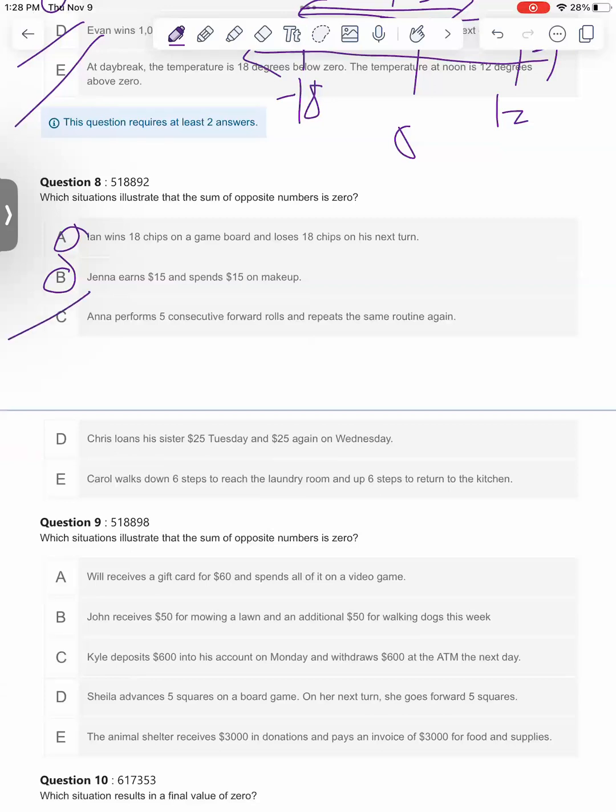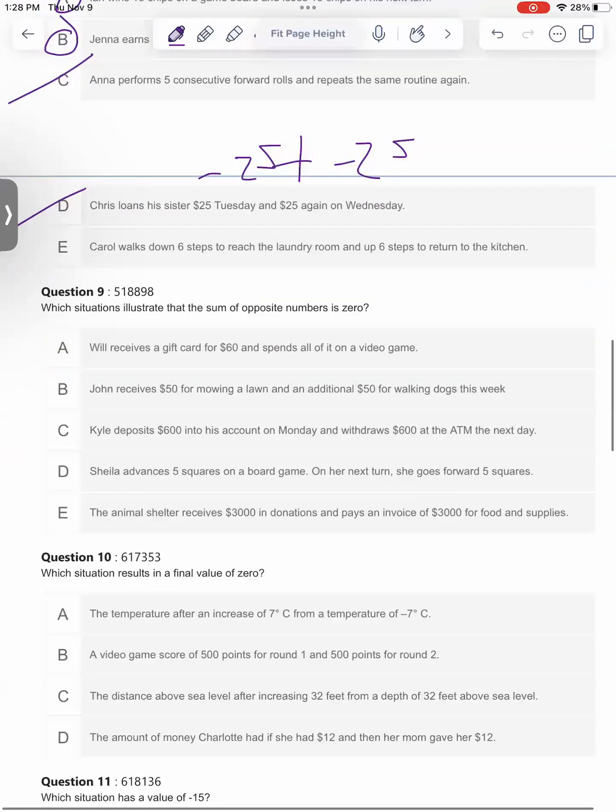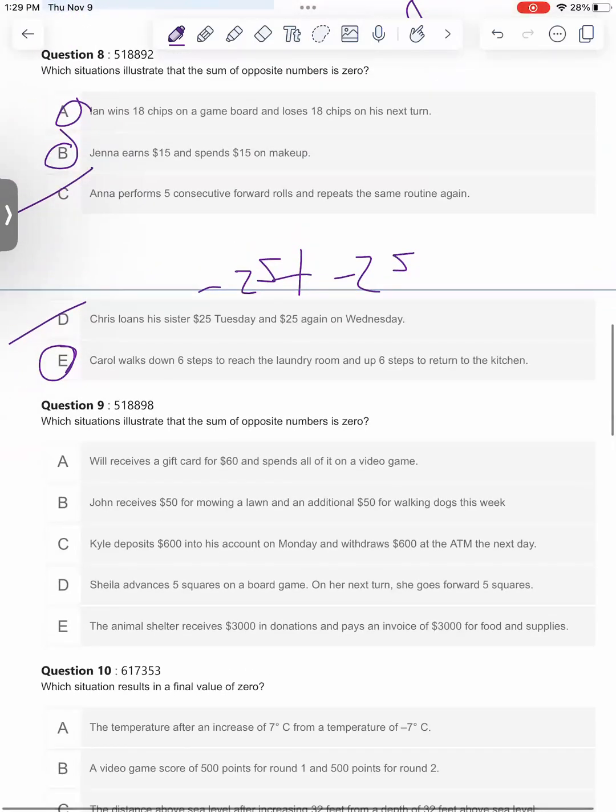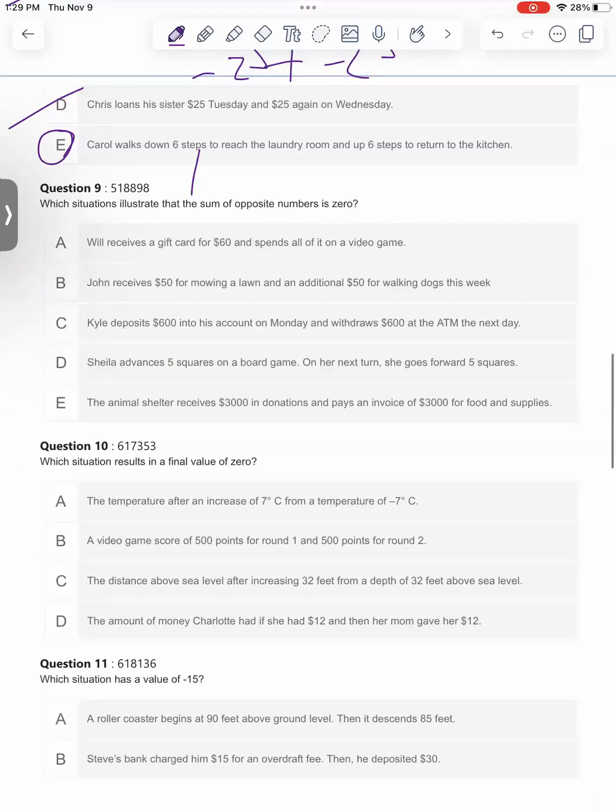All right, Chris loans his sister 25, so that's minus 25, and then another 25, right? So now he's loaned her 50, negative 50. And Carol walks down 6 steps to reach the laundry room and up 6 steps to return to the kitchen. So, yeah, there you go. So it was down 6, up 6.